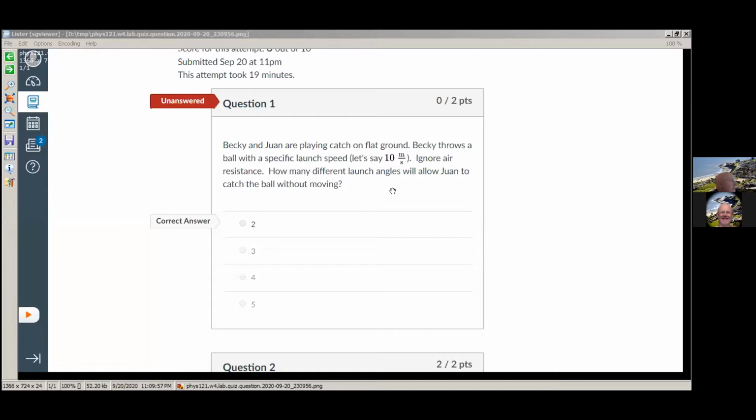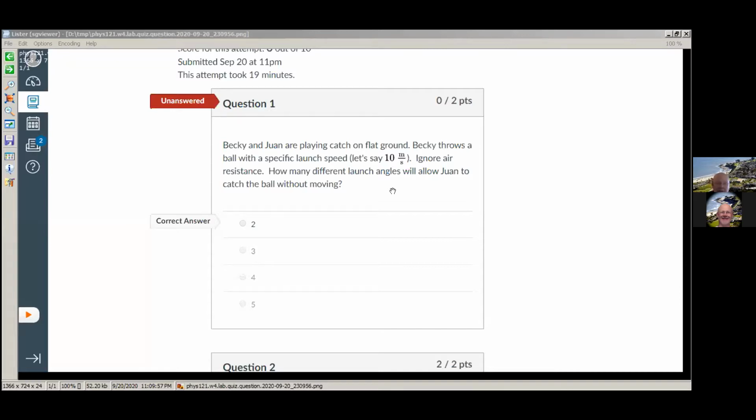It's 2. Good, and I see that it says correct answer is number 2. That's true, as long as Becky throws it fast enough. I mean, if she doesn't throw it fast enough, it never gets to Juan. So then it would be 0, but that's not an option. Okay, so 2. So let's talk about 2.